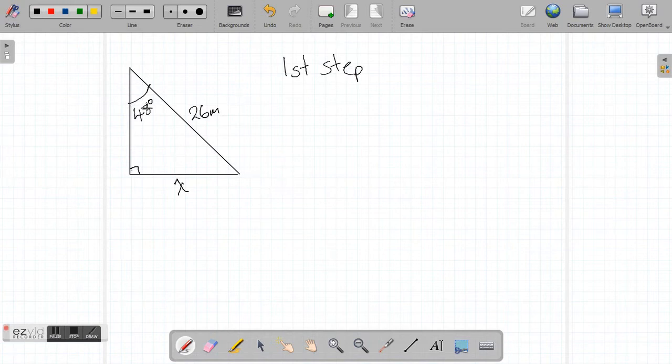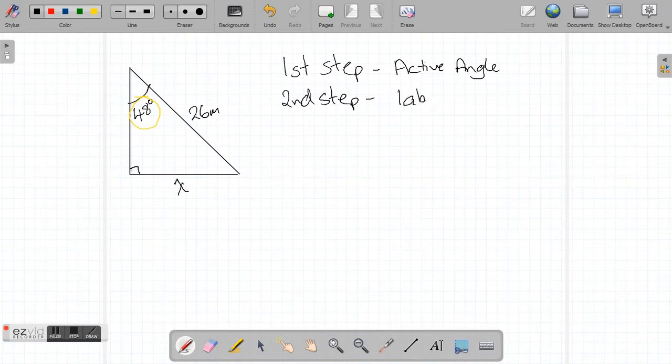So the first step is trying to find the active angle, and we can see here on the triangle that the active angle is equal to 48 degrees. We need this because it helps us with the next steps in determining how we're going to work out this problem.